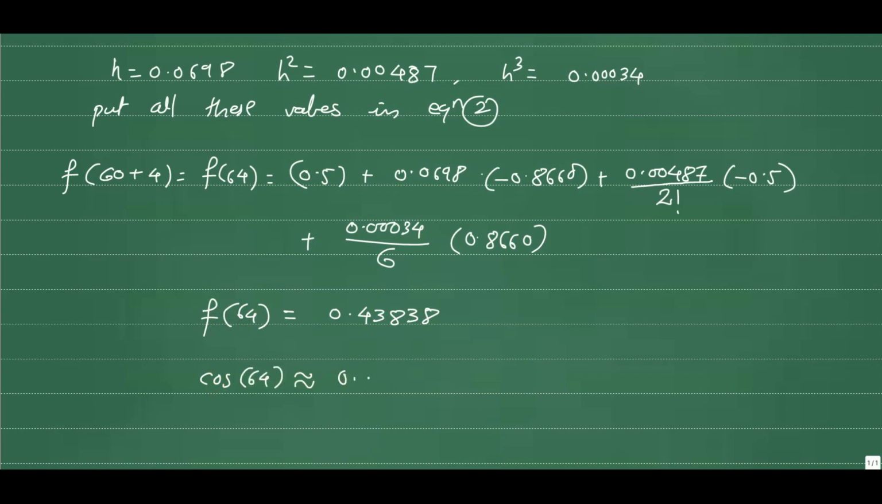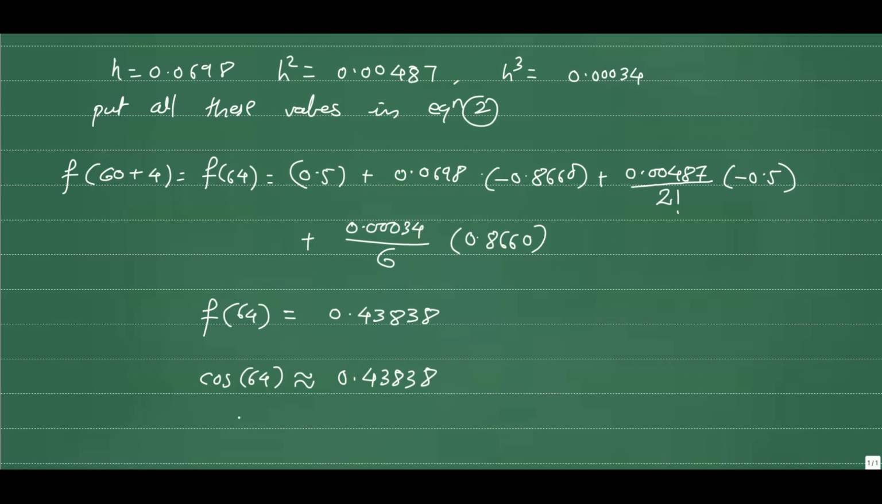So cos 64 is approximately equal to 0.43838. So this is how by using the Taylor polynomial we can find the approximate value of a function. The only thing here is you have to choose a and h properly. Generally mod of h has to be less than 1. So this is the answer we got. This answer is approximate. If you go on increasing the terms, you get a more accurate answer.